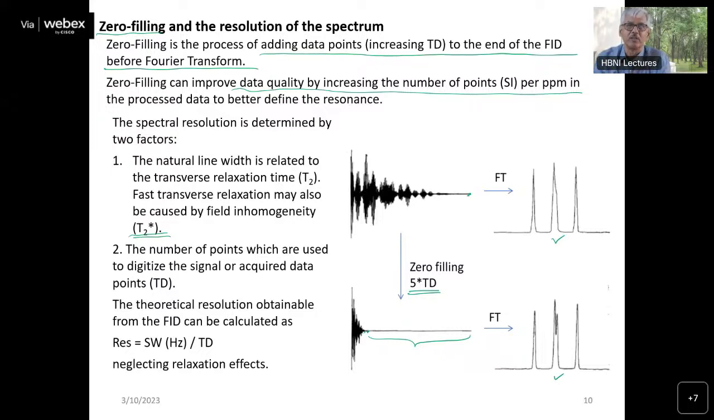You can do zero filling 2 times, 3 times, 4 times. Normally, after a recording, one can do 2 times. 2 times is good enough.